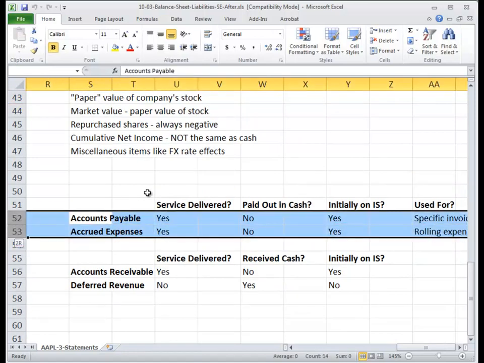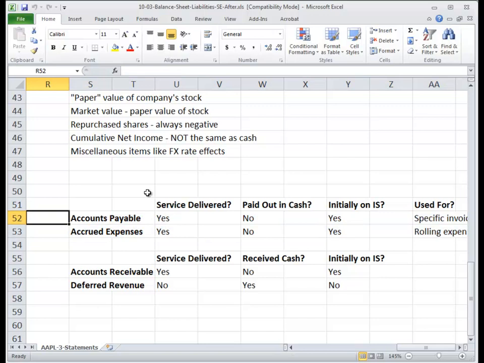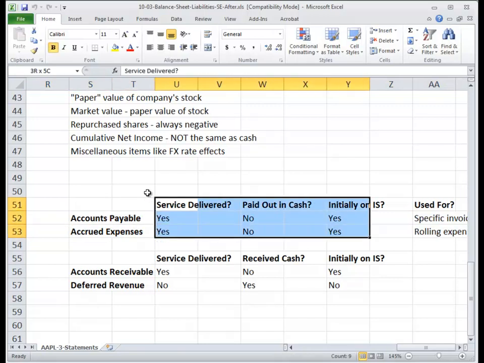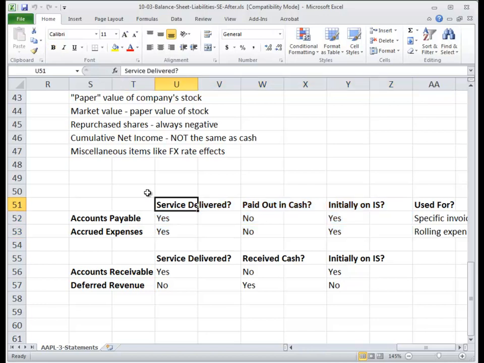is much more subtle. For both of these, if you look at my categories here, service delivered, paid out in cash, and initially on income statement, they're almost the same. So for accounts payable, this might correspond to, say, a law firm that provides its services to Apple. So they get the legal services, the law firm sends them the invoice. They have not yet paid it out in cash, but they do reflect it on the income statement, accounts payable, just like accounts receivable on the other side shows up on the income statement.